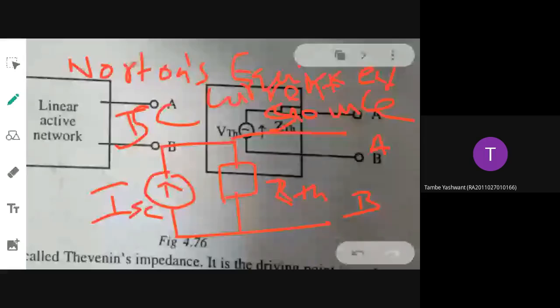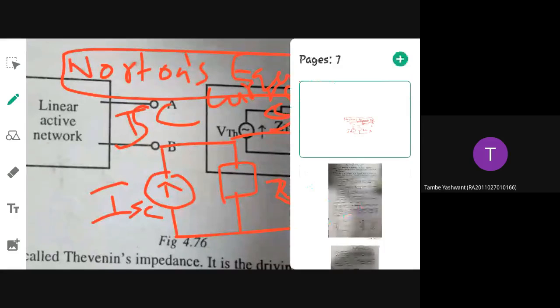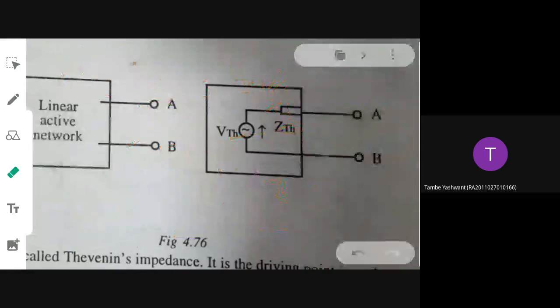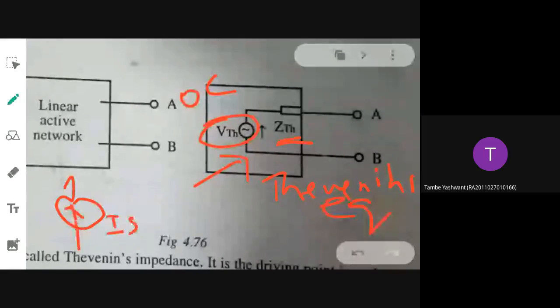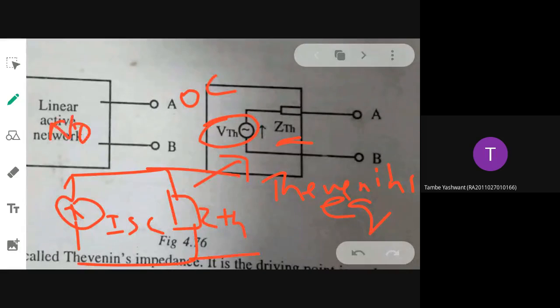Norton's equivalent and Thevenin's equivalent. When there is a voltage source, the OC source in series with Z Thevenin, this is called Thevenin's equivalent. On the other hand, if I represent it by one current source in parallel with Z Thevenin, that will be called Norton's equivalent.